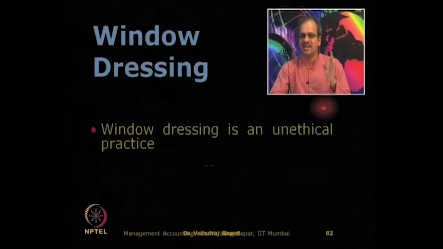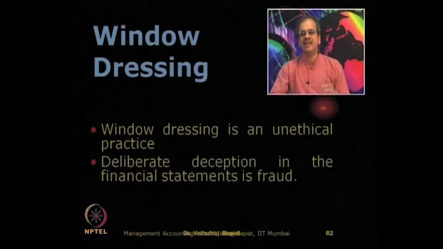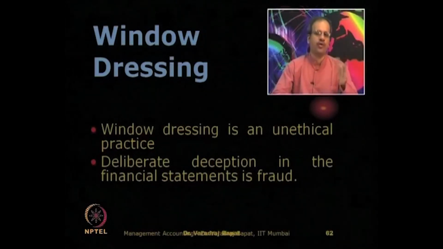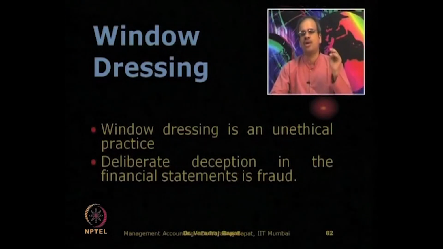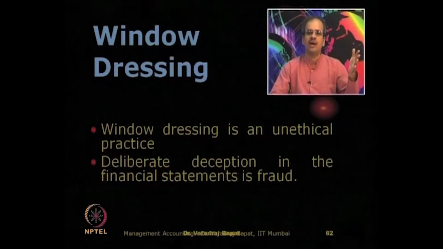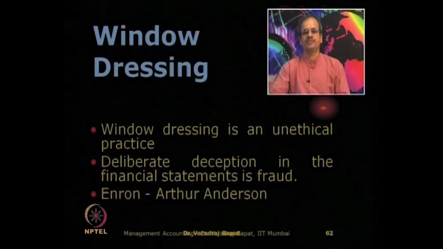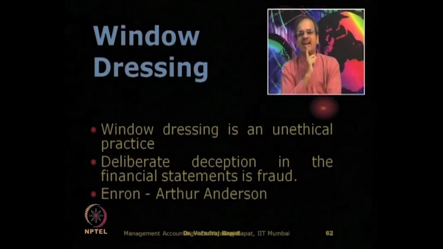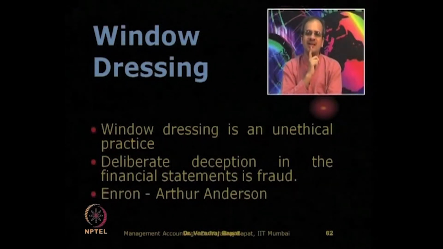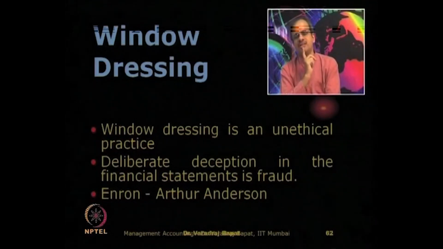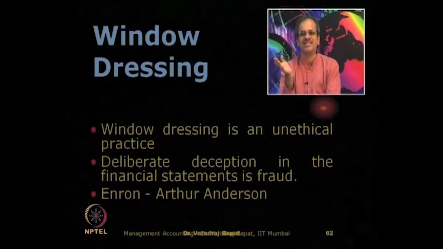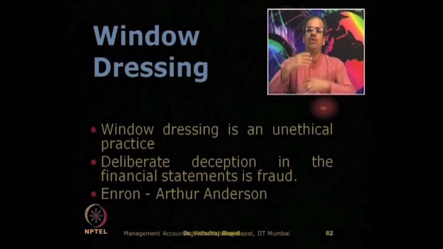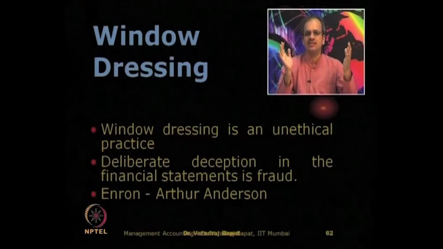Now, naturally, this is an unethical practice. If there is a deliberate deception in the financial statement, it amounts to fraud. Usually, window dressing is a fraud which is done on the investors and also on other stakeholders. Whenever you think of window dressing, I think you must have heard of the name Enron. This was a very famous, rather infamous case of window dressing known all over the world. One of the biggest frauds.